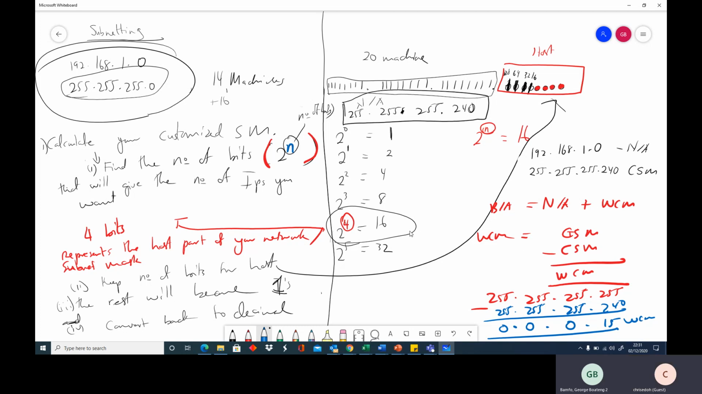Yeah. And when we add it to the network address, 192.168.1.0 plus your wildcard mask 0.0.0.15, you get 192.168.1.15 as your broadcast address. Is that okay?